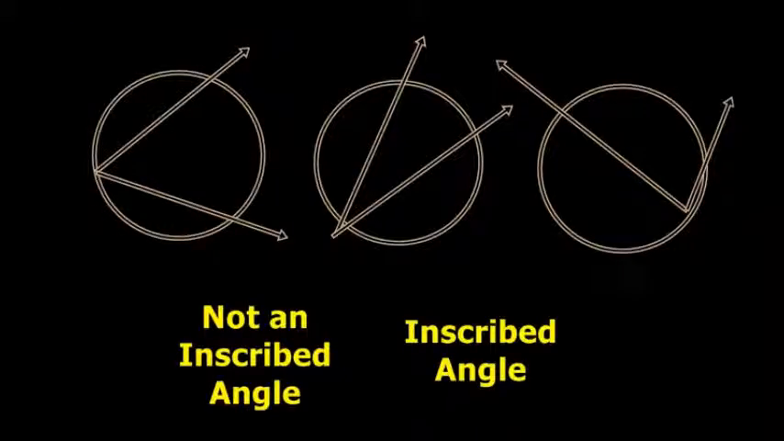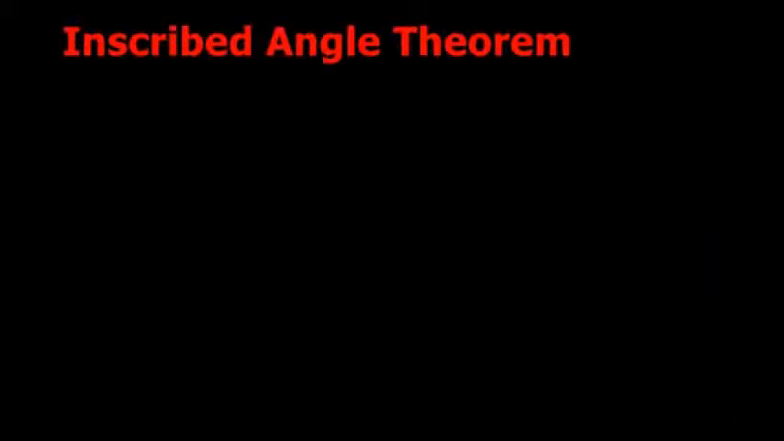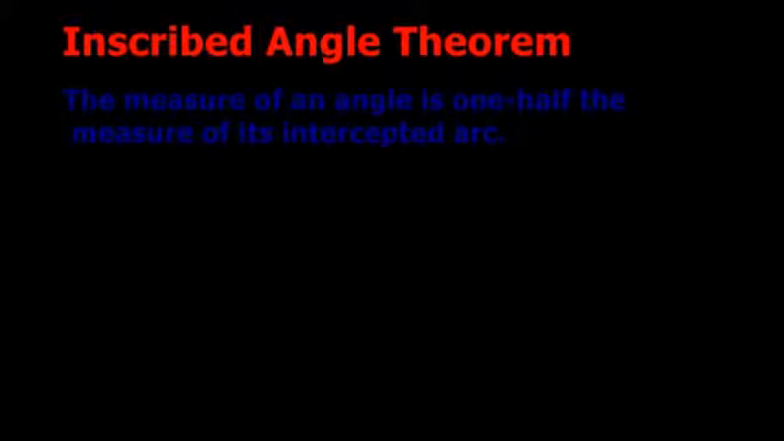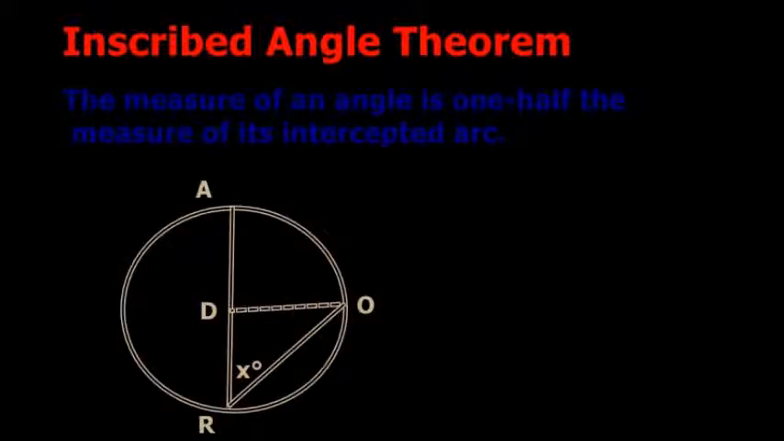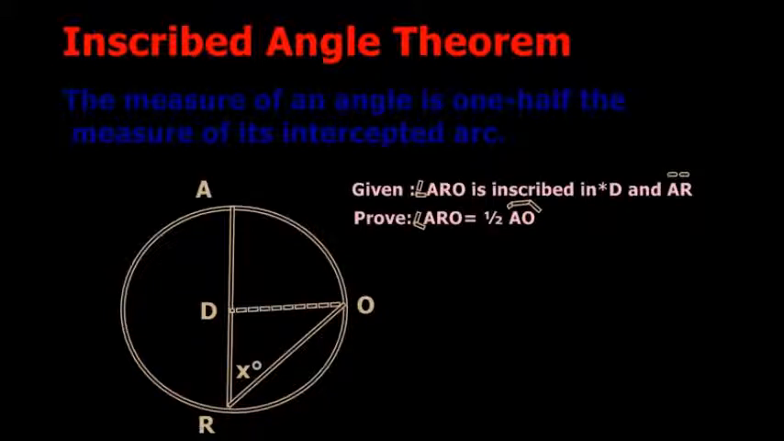2. Inscribed angles. In the figure, the first figure is the inscribed angle, while the second and third are not. Inscribed angle theorem. The measure of an inscribed angle is one half the measure of its intercepted arc. Angle ARO is inscribed in the circle with center D and line AR. Angle ARO equals one half arc AO. Arc AO equals twice angle ARO.